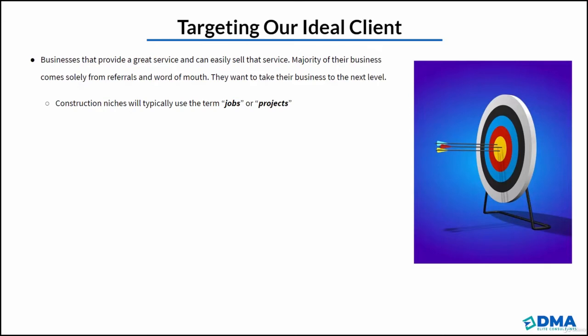So understanding some of the different buzzwords. For example, in the construction niche, typically these business owners are going to use terms like jobs, projects, right? Or maybe bids. And so when we're communicating with them through our emails, through our DMs, or any kind of messaging that we put in front of them about our particular services, we want to communicate in those terms. We don't want to talk about customers. We don't want to talk about clients. We want to talk very specifically about the types of projects or the buzzwords that they use.